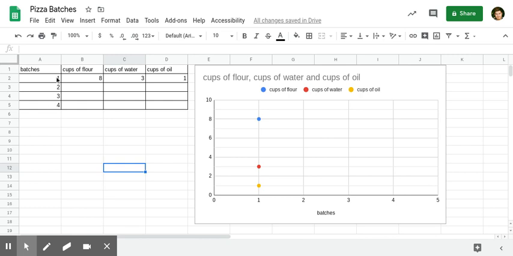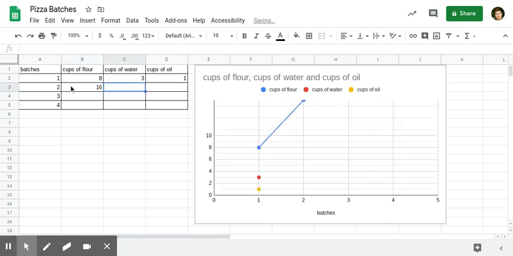So, again, to make one batch, I need 8 cups of flour, 3 cups of water, and 1 cup of oil. However, if I wanted to make two batches of pizza, as I said the other day, it would be 16 cups of flour because 8 times 2 equals 16. And then right here, cups of water, 3 times 2 would be 6. And cups of oil, 1 times 2 would be 2. So 2 cups right there.